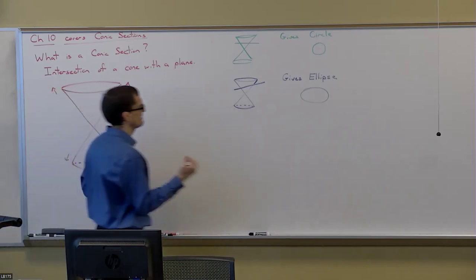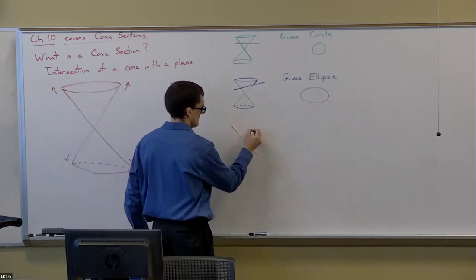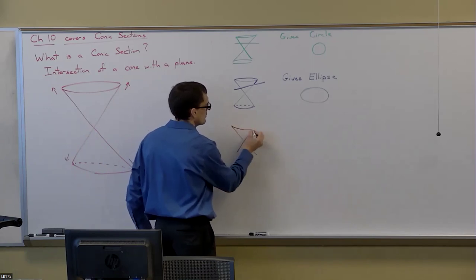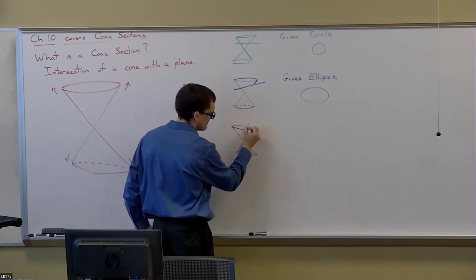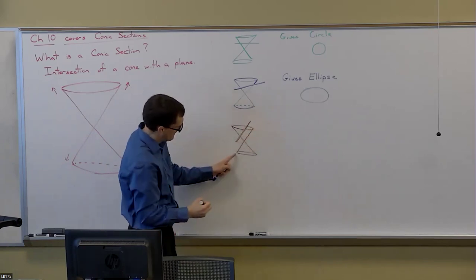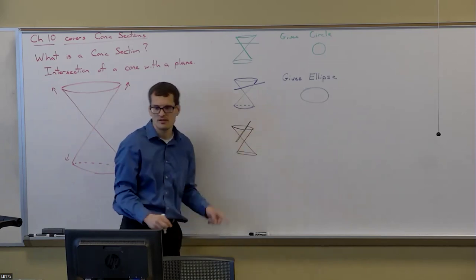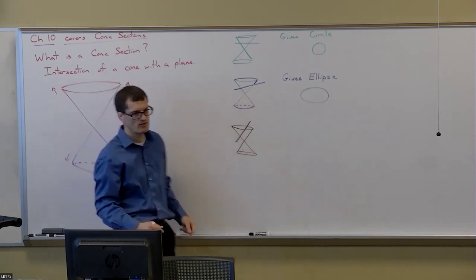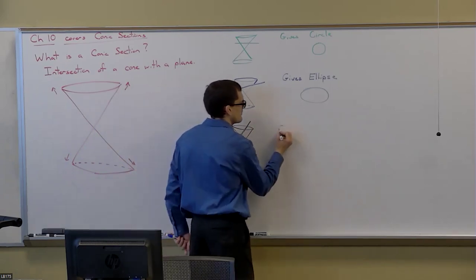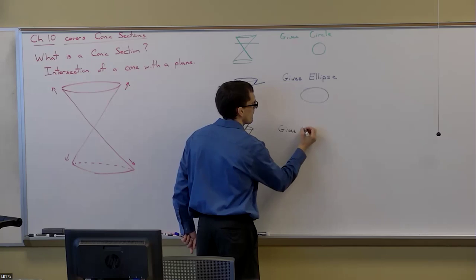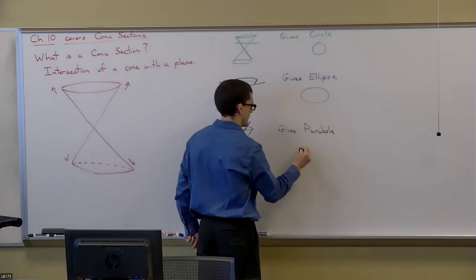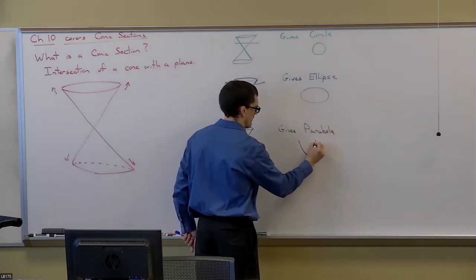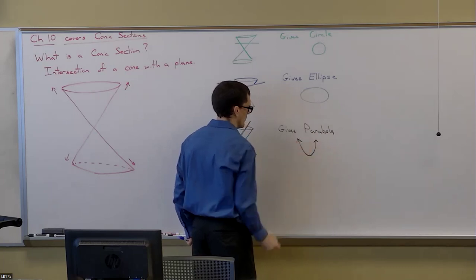If, when you slice, you slice in a way that is exactly parallel with this line or with this other one, but let's just say this line. So I slice parallel, that gives a parabola. We've seen parabolas before.